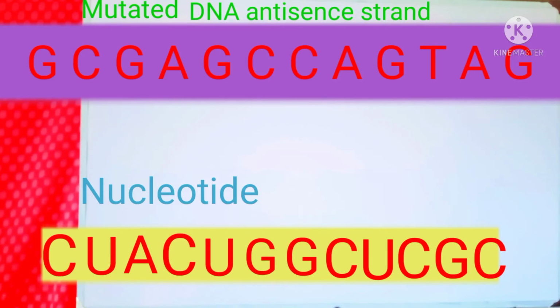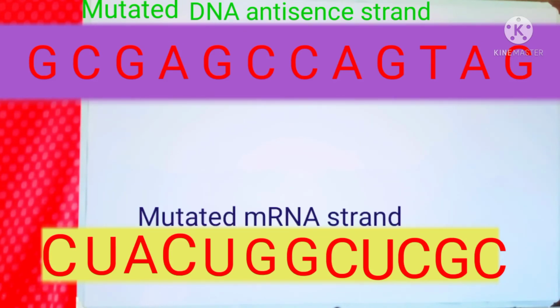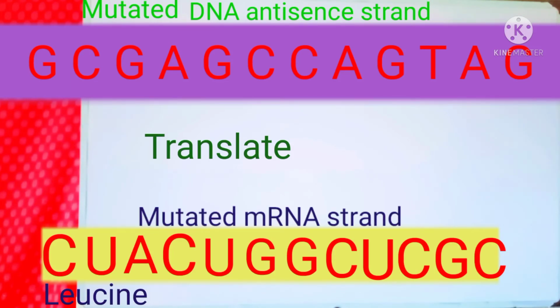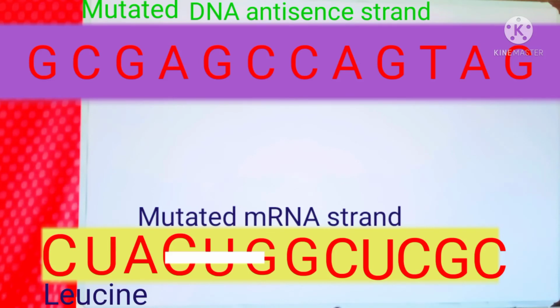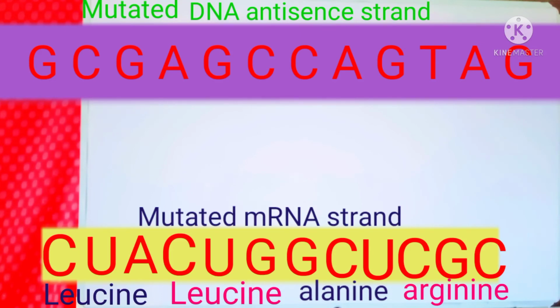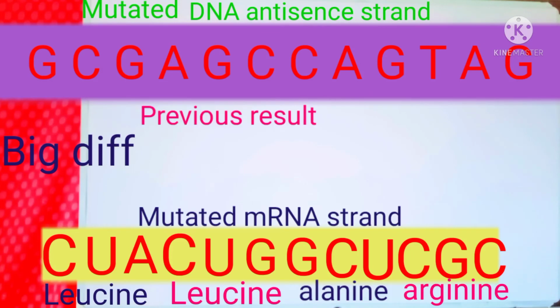nucleotide sequence. So this is our mutated messenger RNA strand, and when we use the ribosomes and the genetic code to translate this mutated messenger RNA strand, we produce the following results. So the CUA is the leucine that doesn't change. Now that we inserted these 3 nucleotides, this sequence CUG corresponds to the amino acid leucine. Next we go on to the GCU, which is the amino acid alanine, and the CGC, which is our arginine. Now notice that there is a big difference between the previous result and this result.